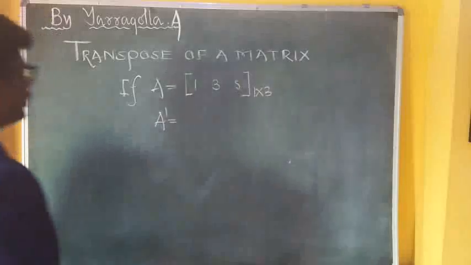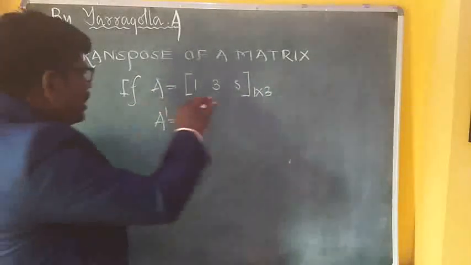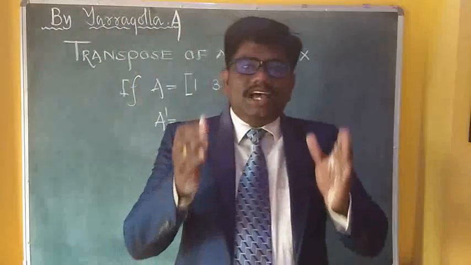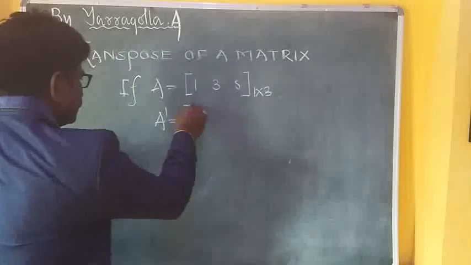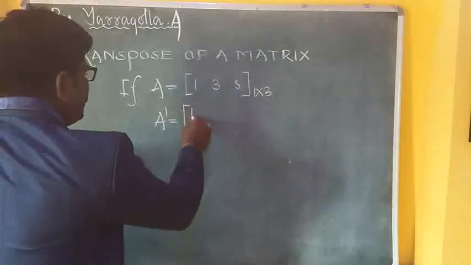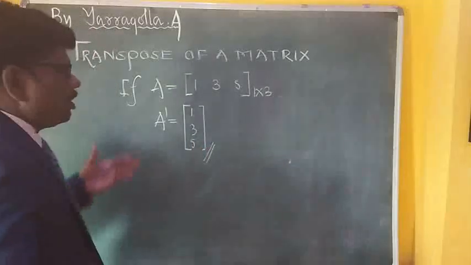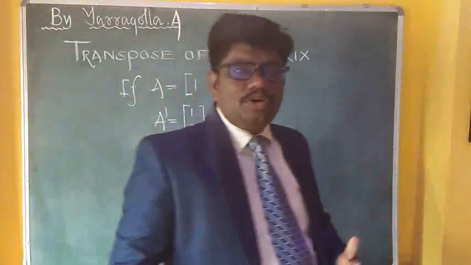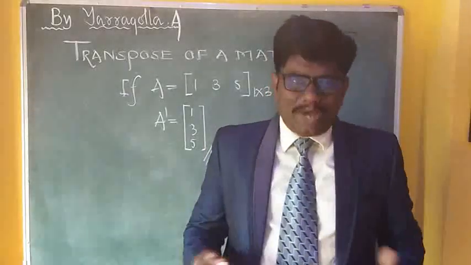Let us see this part. Now see here, only 1 row is there. I'm going to write that as a column in the obtained matrix, right? So here, 1, 3, 5. So this is your matrix. When you transpose rows into columns, you're going to get a transpose matrix.